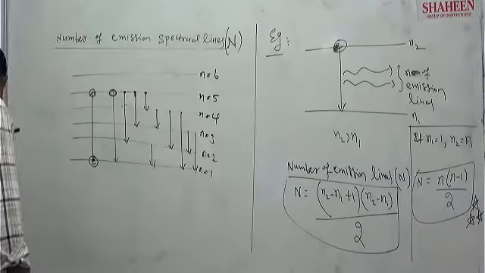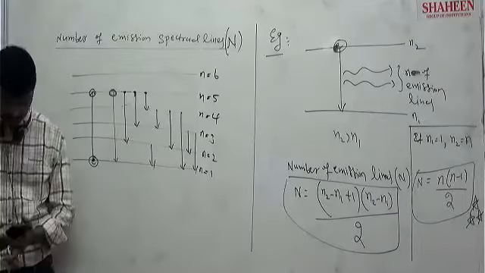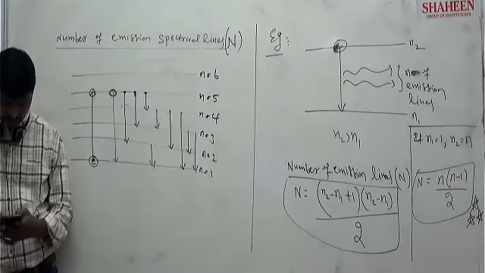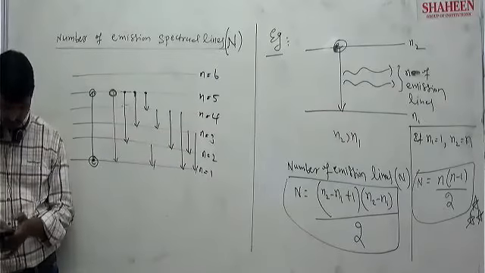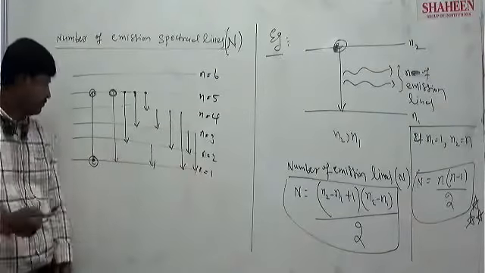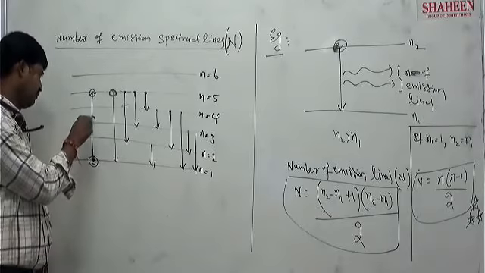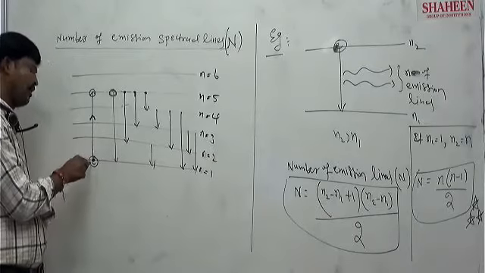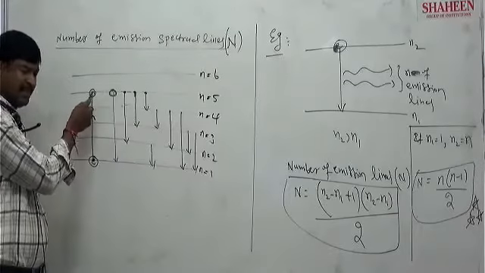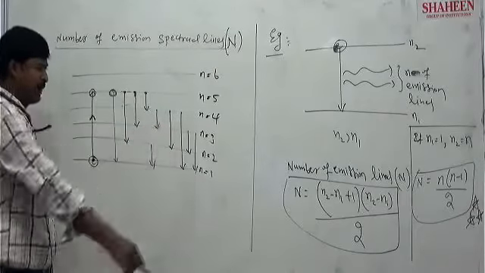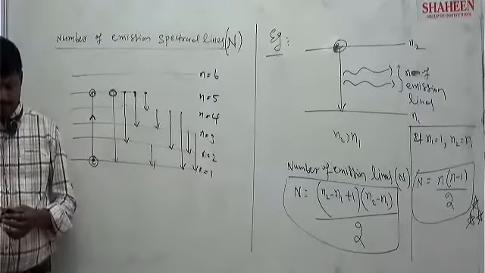So note down that formula. So this is moving from the ground state to the fourth excited state, then the possibilities give this many spectral lines. Clear?